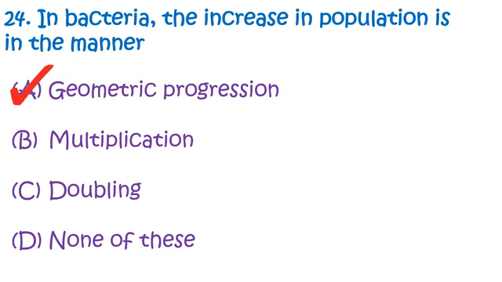Bacteria generally replicate using asexual reproduction, that is called binary fission. The cells split into two parts and thus increase in number by geometric progression. That is, one cell will divide into two, then the two cells will divide into four, then further it will divide into eight. So this is a geometric progression and not multiplication or doubling.